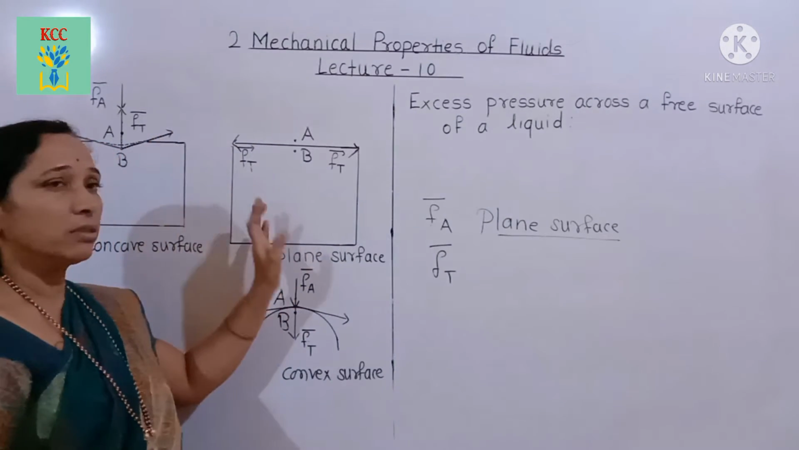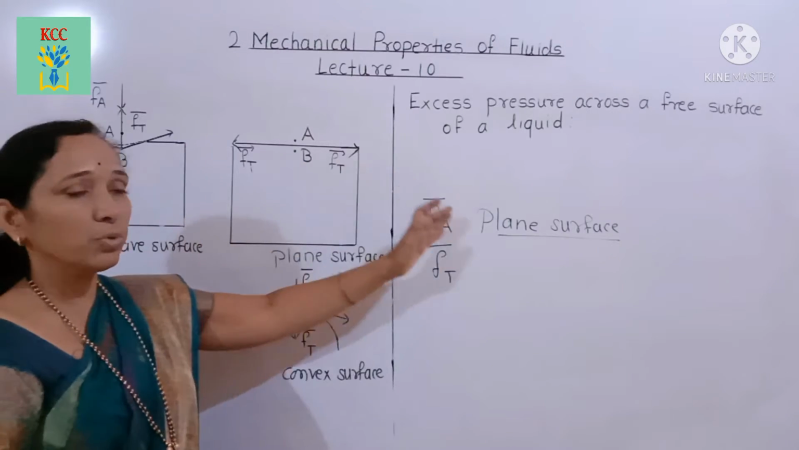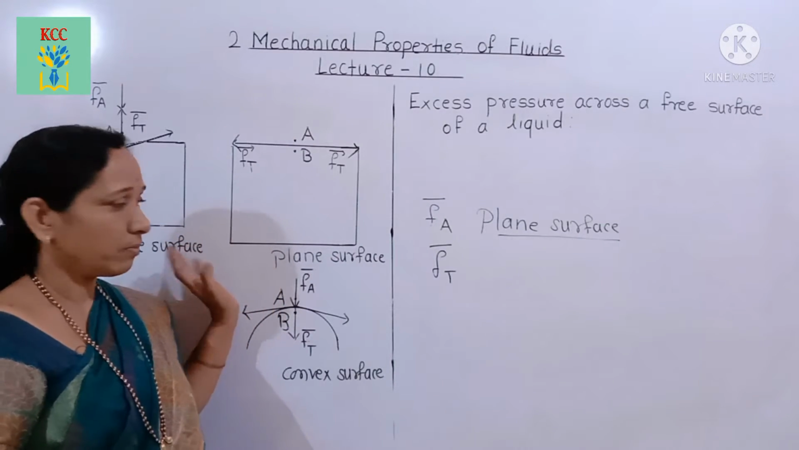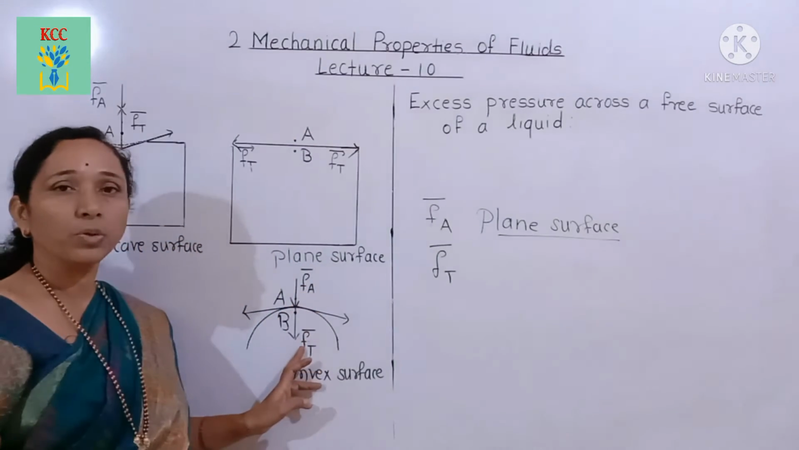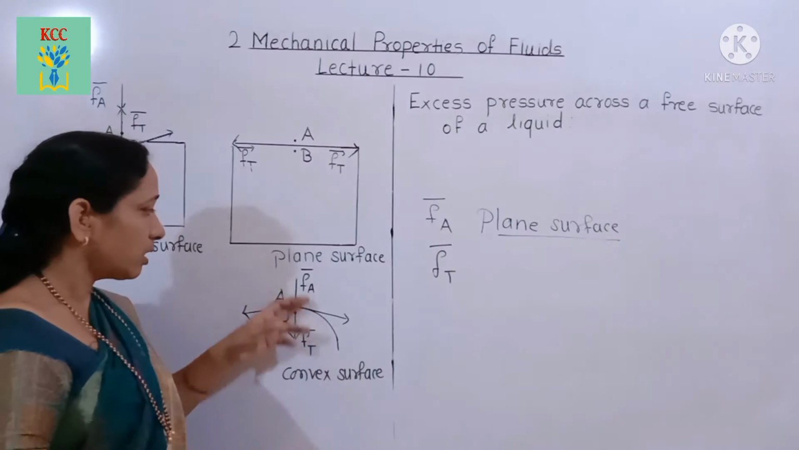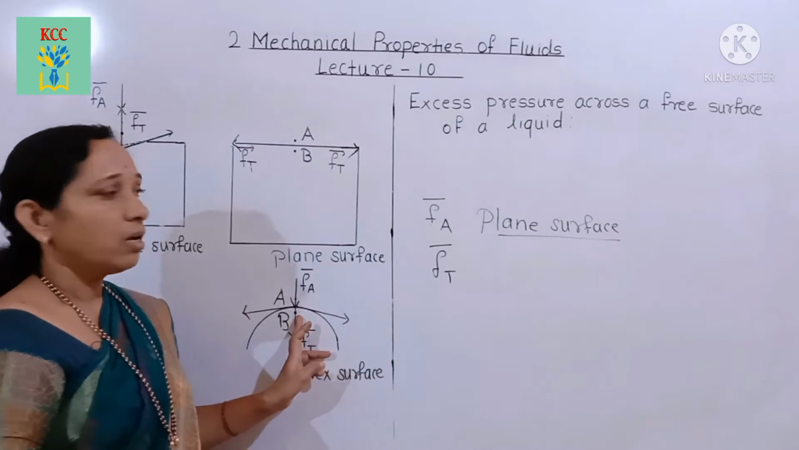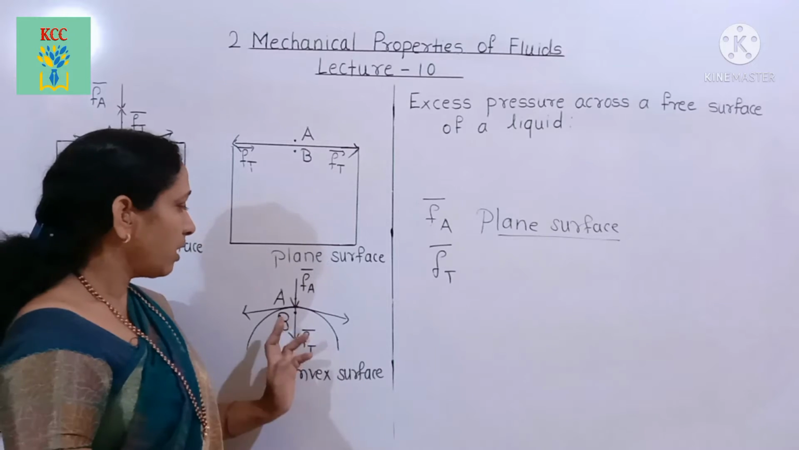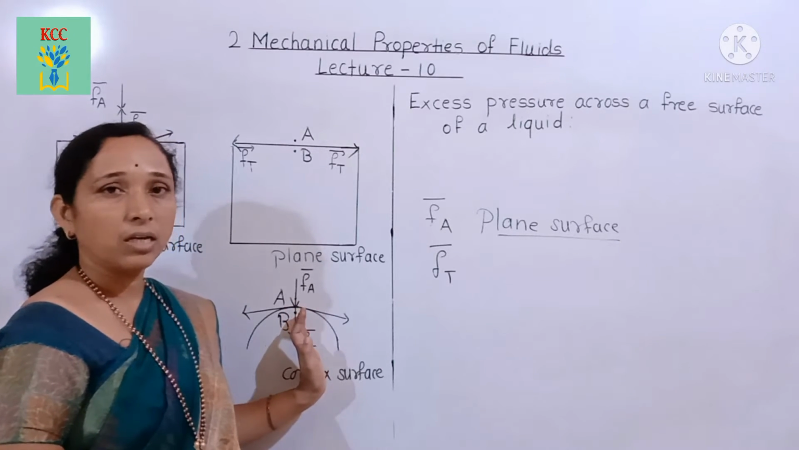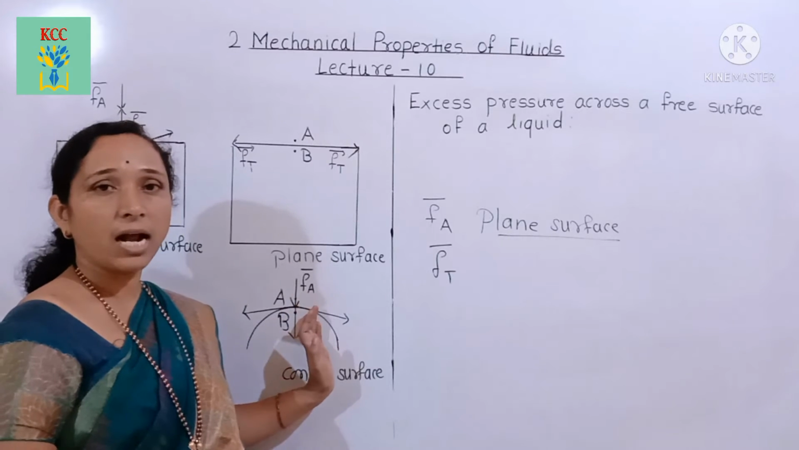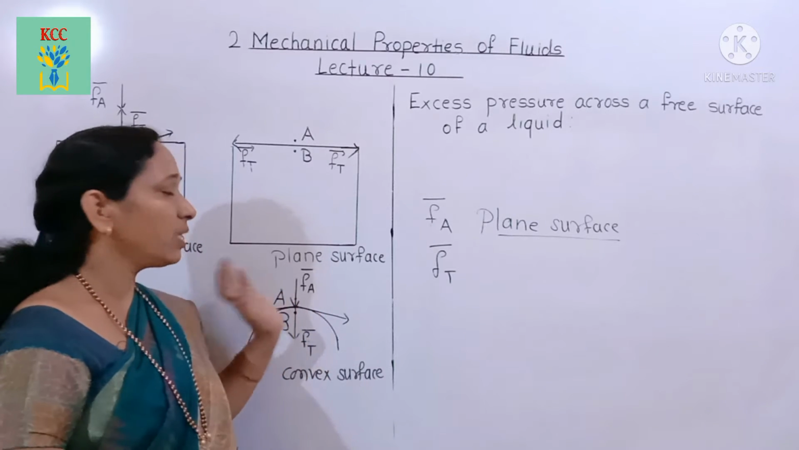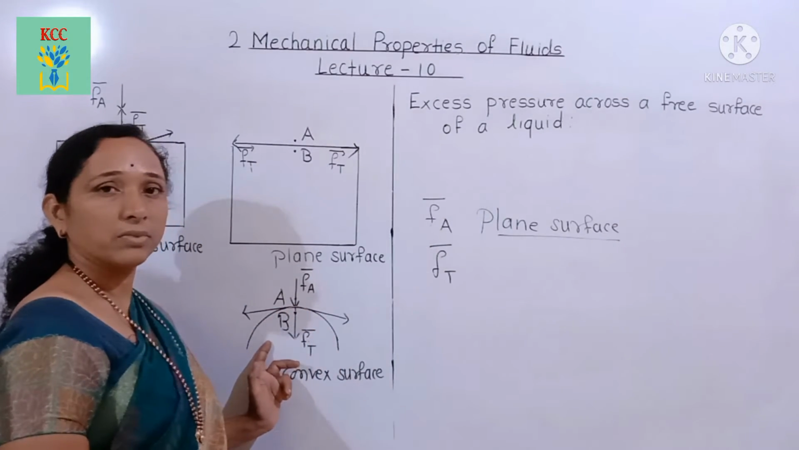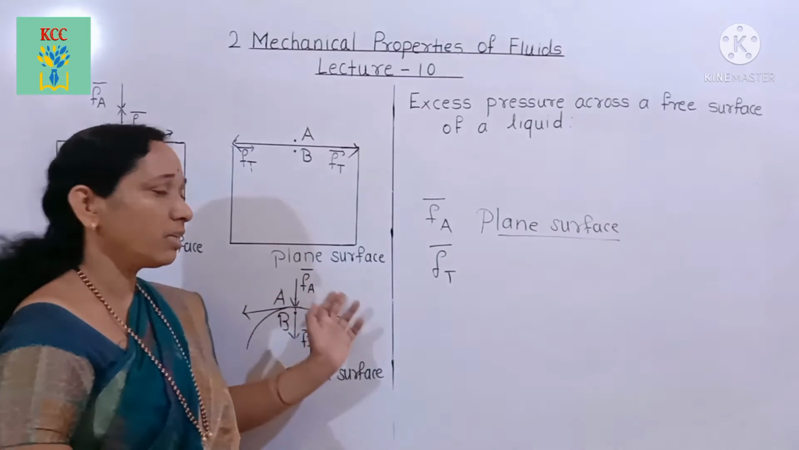In all three figures, force Fa bar, which is due to the atmospheric pressure, is acting in the downward direction. And this force adds to the resultant force. And therefore, at point B, the force is greater than at point A. Due to this excess force, the pressure at point B is greater than the pressure at point A, that is, the pressure at the concave side is greater than the pressure at the convex side.